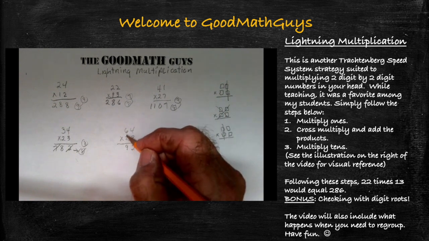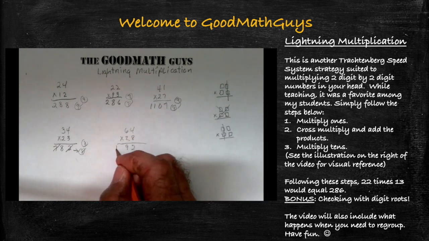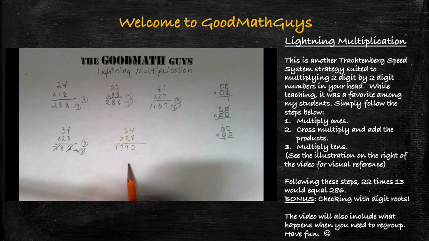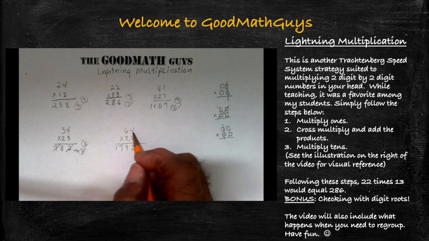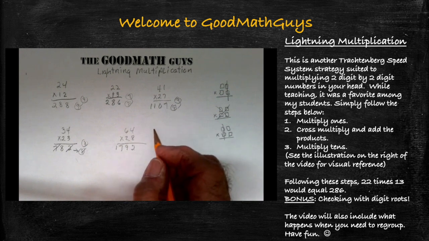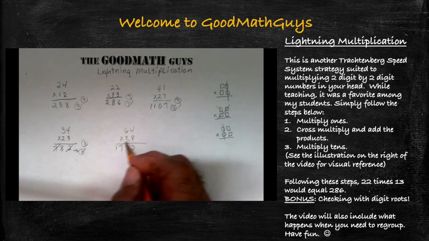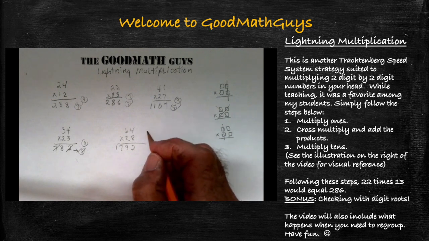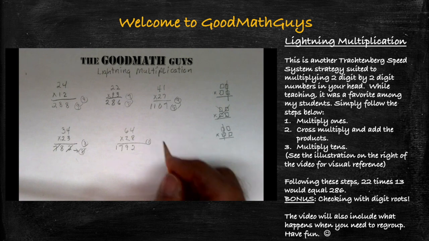2 times 6 is 12. Plus 5 is 17. We think that 28 times 64 is 1,792. Let's check it using digit roots. So 6 and 4 is 10. 1 and 0 is 1. So the digit root for 64 is 1. 2 and 8 is 10. 1 and 0 is 1. So we have 2 1s here for digit roots. 1 times 1 is 1. We think the magic number is going to be a 1.